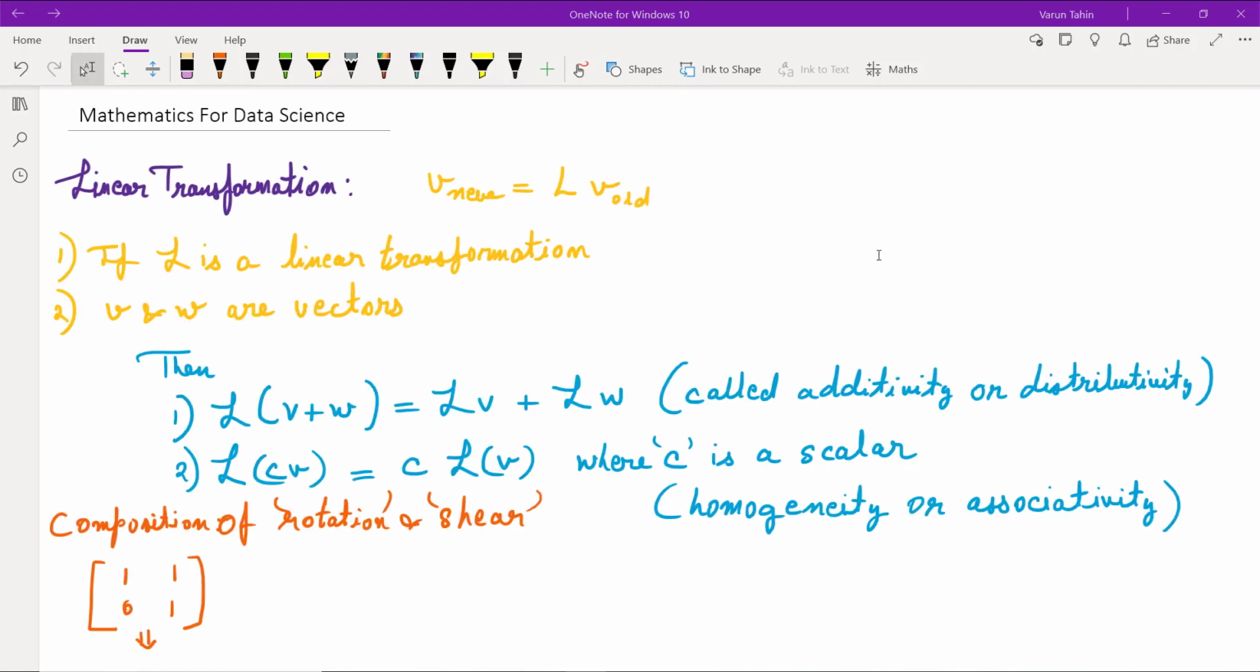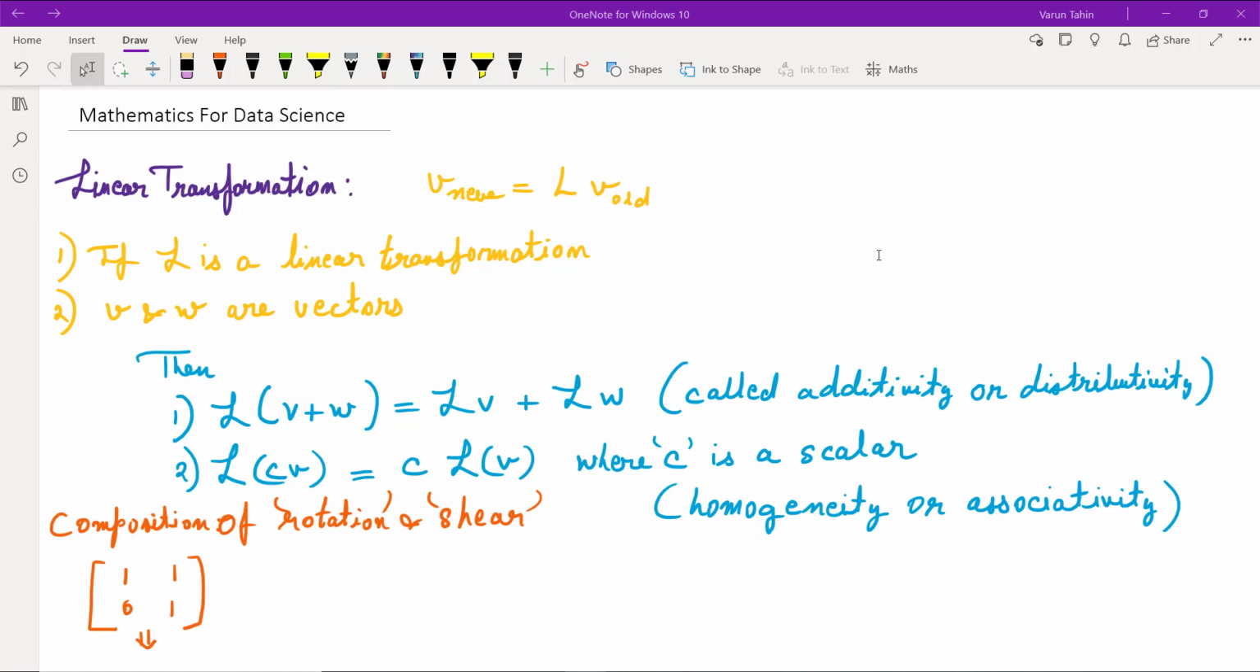Now like other operations, linear transformation also has some properties associated with it. Okay, so if we define L as the linear transformation and V and W are vectors, then linear transformation supports additivity, or distributivity, as one of its properties, wherein if we add the two vectors V and W and multiply by L, then the result will be the same as multiplying L by V plus L by W. Also homogeneity holds true in this case, where if we multiply a scalar by a vector and then apply the linear transformation to this value, it will be equal to directly applying the linear transformation on the vector and then multiplying it by the scalar.